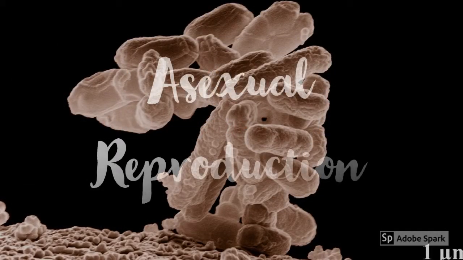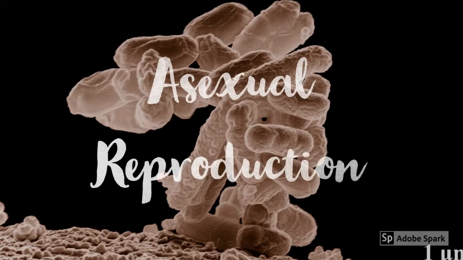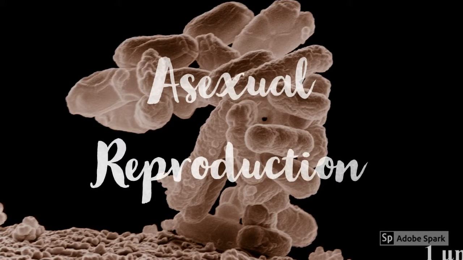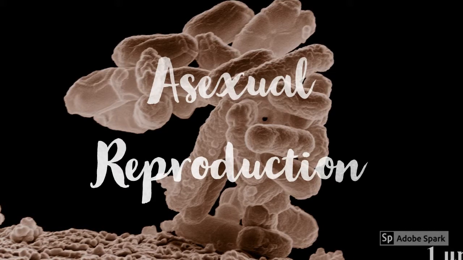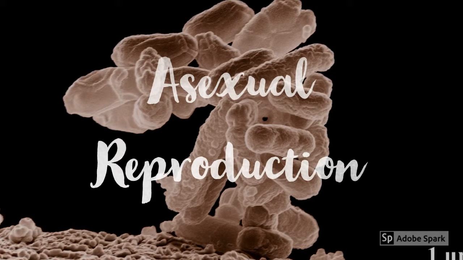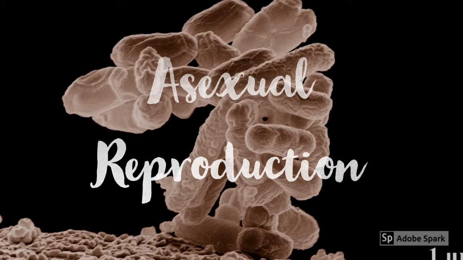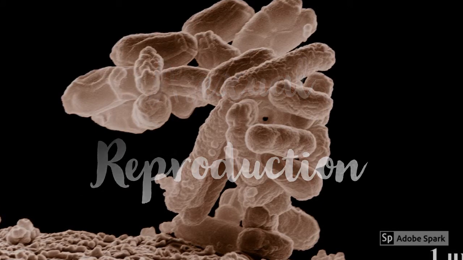Like in bacteria, asexual reproduction occurs. Asexual reproduction is a type of reproduction by which an offspring arises from a single organism, and it inherits the genes of that parent only. It does not include the fusion of gamete cells.